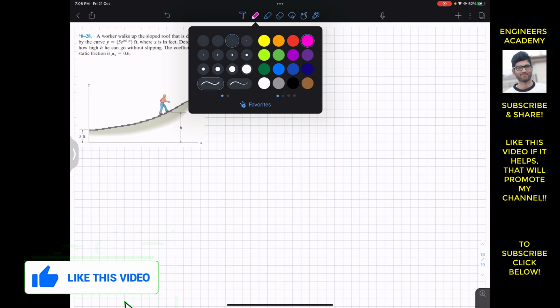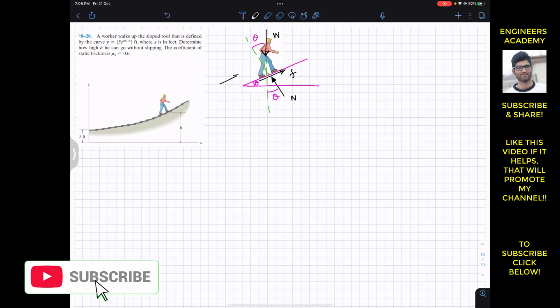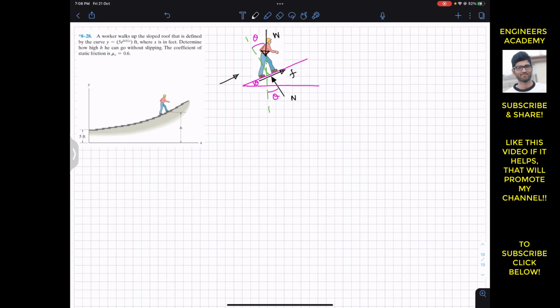Now let's assume that in the upward direction, parallel to the roof, we have our positive x-axis, and perpendicular to the roof, that is our positive y direction. Since we want to find how high he can go without slipping, we can assume that he is moving with constant velocity. If he is moving consistently and not slipping, he is in equilibrium. So the summation of forces along x and the summation of forces along y must be equal to 0.